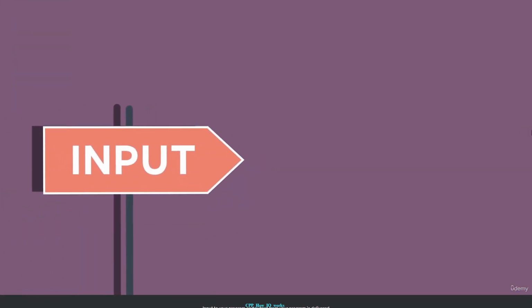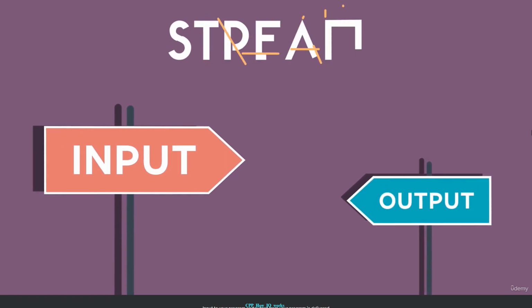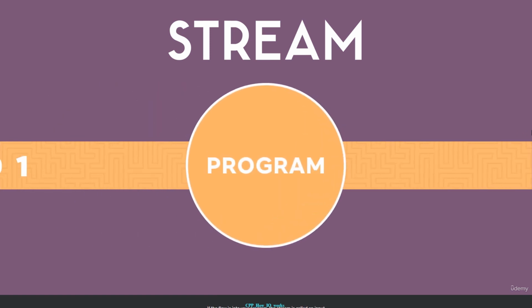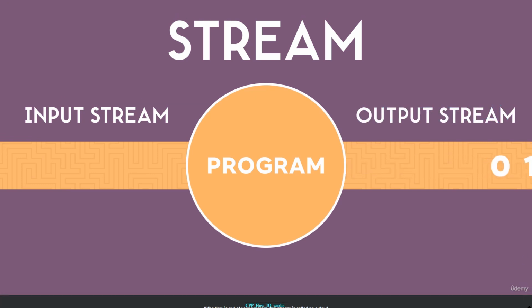Input to your program and output from your program is delivered through a C++ construct known as a stream. A stream is a flow of data. If the flow is into your program, the stream is called an input stream. If the flow is out of your program, the stream is called an output stream.